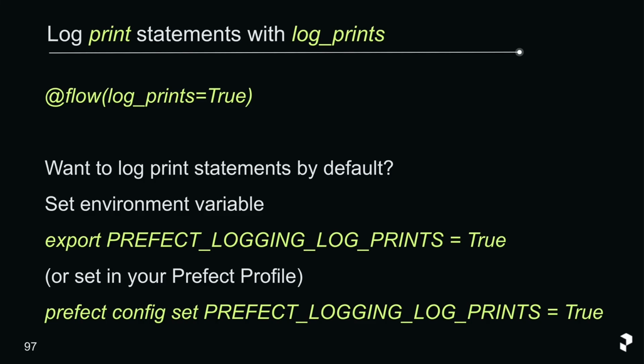Now, I know what you might be thinking, Bianca, please tell me that I don't have to pass in this log_prints argument whenever I want to log a print statement. The answer is no, you don't have to do that a million times over. You can do this by default by setting the environment variable that is in this slide. You can set it in your environment, or you can just set it in your Prefect profile as well. And these are the CLI commands that you would run in order to do that.